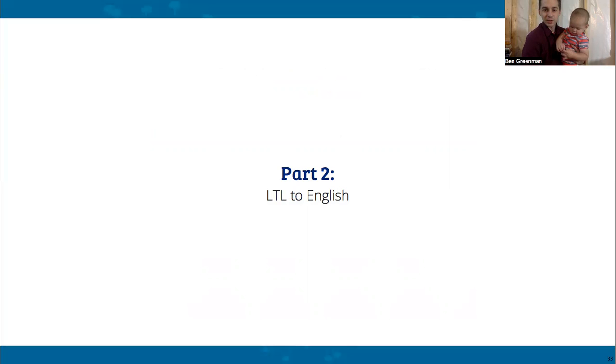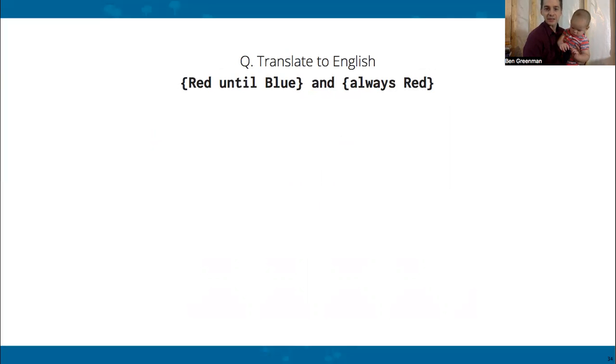Now let's go to part 2 questions, translating LTL to English. Here's a first LTL formula to translate: red until blue and always red. I'll give you a minute to think about how to translate this one to English. And now let me show you one potential translation. Red is always on. So is that a correct translation? Yes or no? No, it's not. It's not strong enough.